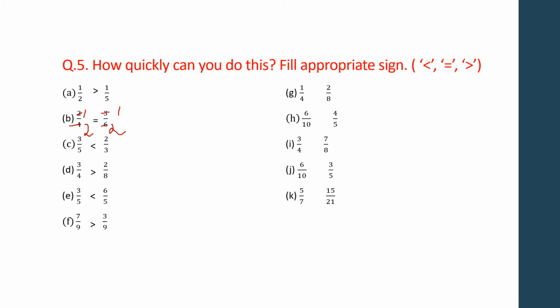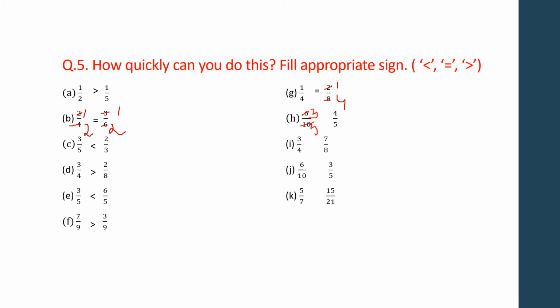Now we have G, 1 by 4 and 2 by 8. 2 ones are 2, 2 fours are 8. It means equal. Now 6 by 10 and 4 by 5. Look at this. 6 by 10 is not in its lowest term. We can make it that way: 2 3s are 6 and 2 5s are 10.